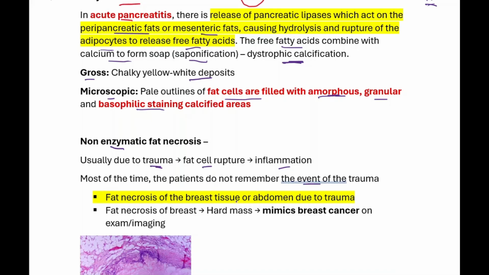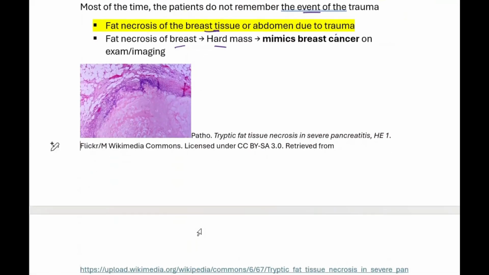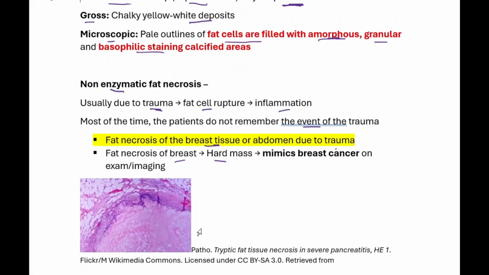And fat necrosis of the breast is a classic example, like the question we saw earlier, or the abdomen due to trauma. When you look at fat necrosis of the breast, it is usually a very hard mass, and sometimes it could mimic breast cancer. Which is why in that case we saw earlier, the patient had to undergo a mammogram and a subsequent biopsy. And on microscopy, you're going to see those fat cells with basophilic-staining calcified areas.